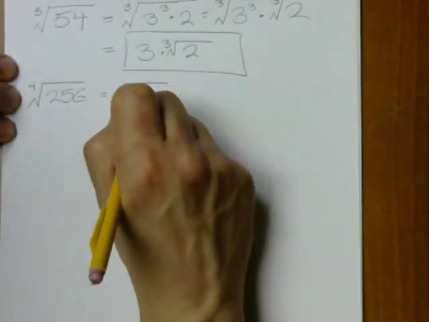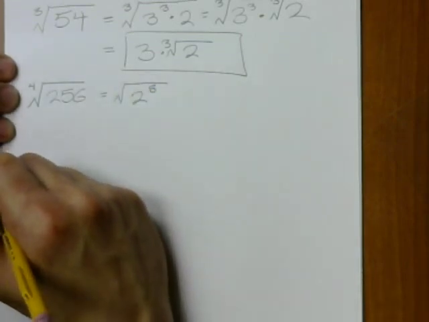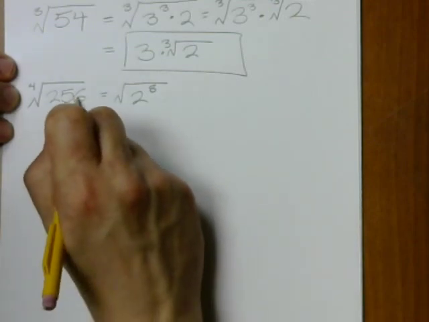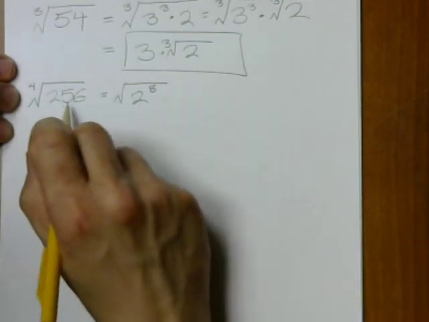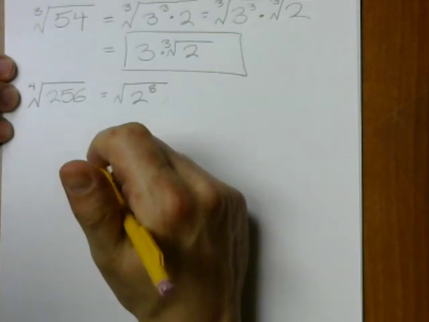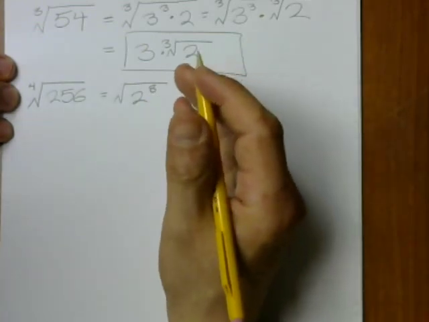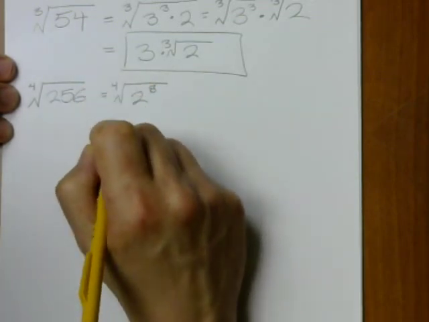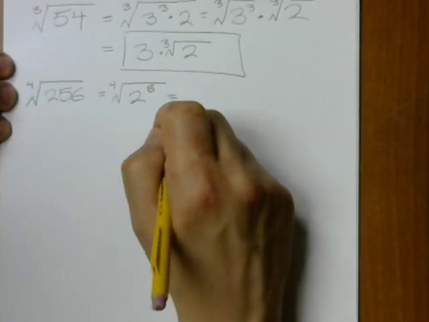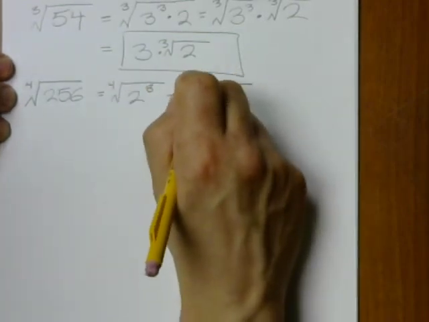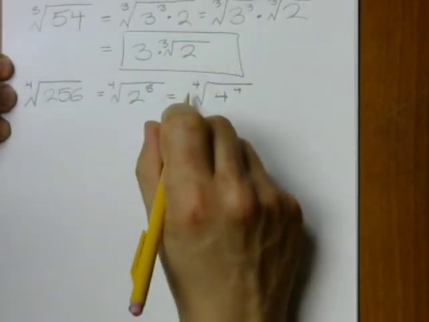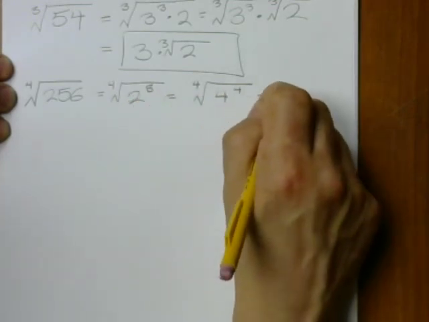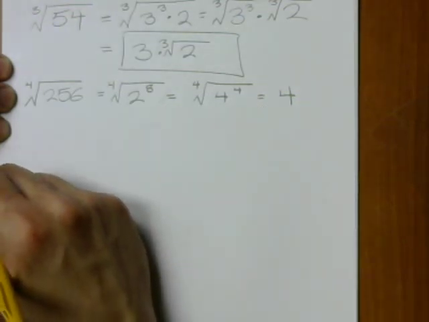Well, 256, big number. You might know that 256 is 2 to the 8th. You might not know that 256 is 2 to the 8th. However, if you divide by 2 a bunch of times, you'll realize it's a power of 2. A lot of ways to get to this. Once I get to this, by the way, we're still taking the fourth root of 2 to the 8. What can I do? Well, that's actually not the most useful. Slightly more useful would be to rewrite it like this. 2 to the 8 is 4 to the 4, and I just get 4.